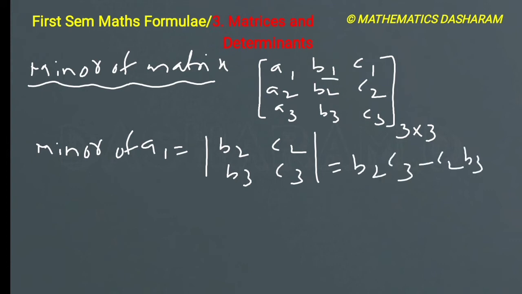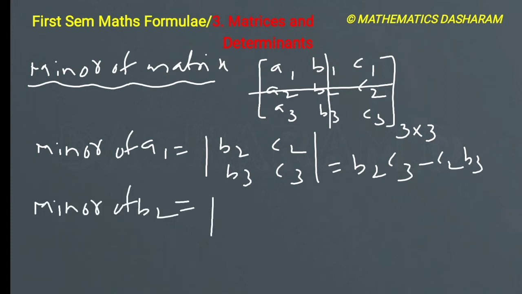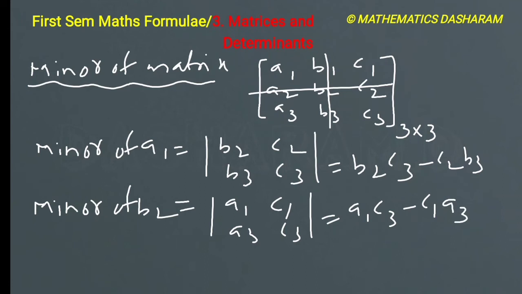For example, you want to find out the minor of B2, then cancel the row and column, the remaining elements are A1, C1, A3, C3. So its determinant is A1 into C3 minus C1 into A3. In this way you can find out the minor of each element of the 3 by 3 matrix. Mostly we are using this for 3 by 3 matrix.